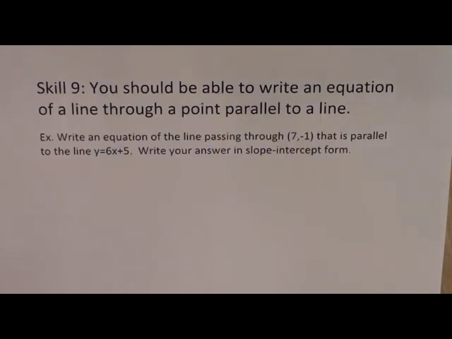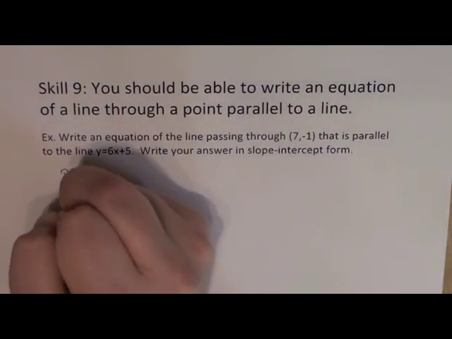Geometry 1, Chapter 3, Skill 9. You should be able to write an equation of a line through a point parallel to a line. So our example, write an equation of the line passing through (7, -1) that is parallel to the line y equals 6x plus 5. Write your answer in slope-intercept form.